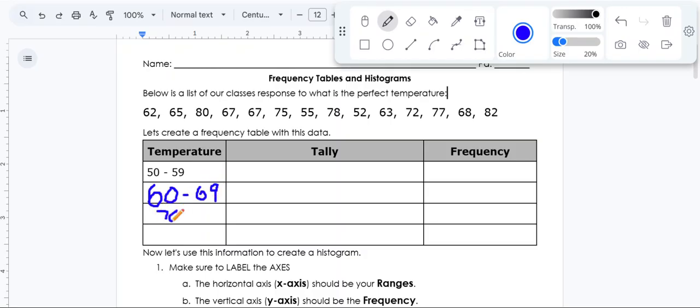And then the one after that would be 80 to 89. You guys got it. All right, so then all I want to do is figure out how many people are in each range, right? So I'm going to look at my data.